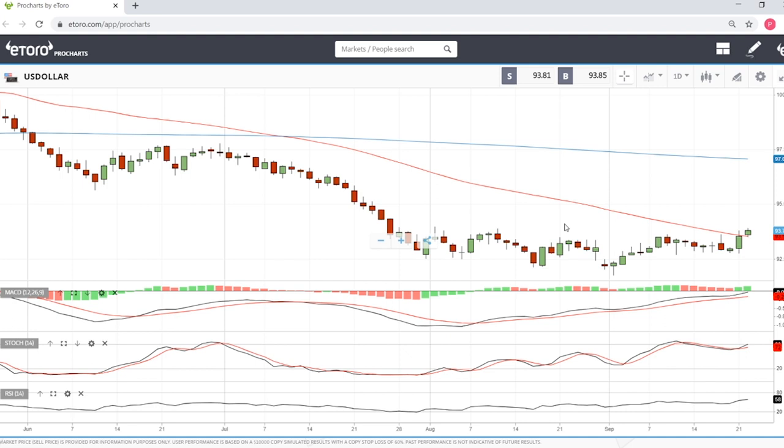Welcome back. We are here on eToro looking at the commodities market and the precious metals market. But we will start out by looking at the US dollar index, because this will mainly be the key to see where prices of commodities and precious metals will go from here.